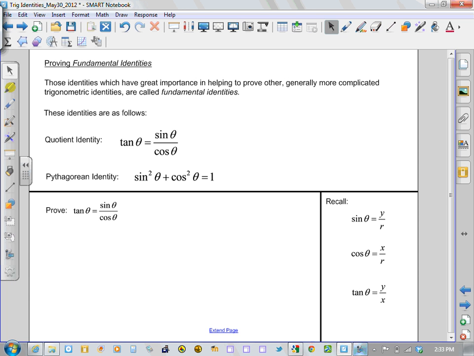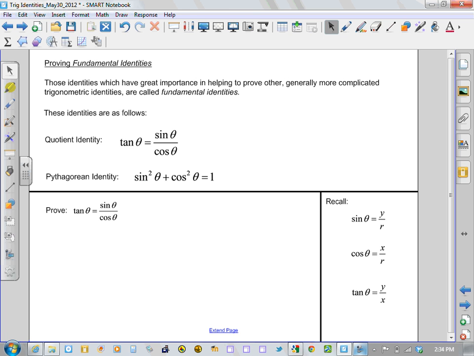So we'll do a little bit more in this first video, and then there'll be a second part which will address the Pythagorean identity. So in this part of the video, we're going to prove fundamental identities. These are identities that have a lot more importance when it comes to solving what looks more complicated. These fundamental identities are used time and time again to simplify complicated looking expressions so that we can show that the left-hand side of an identity is equal to the right-hand side.